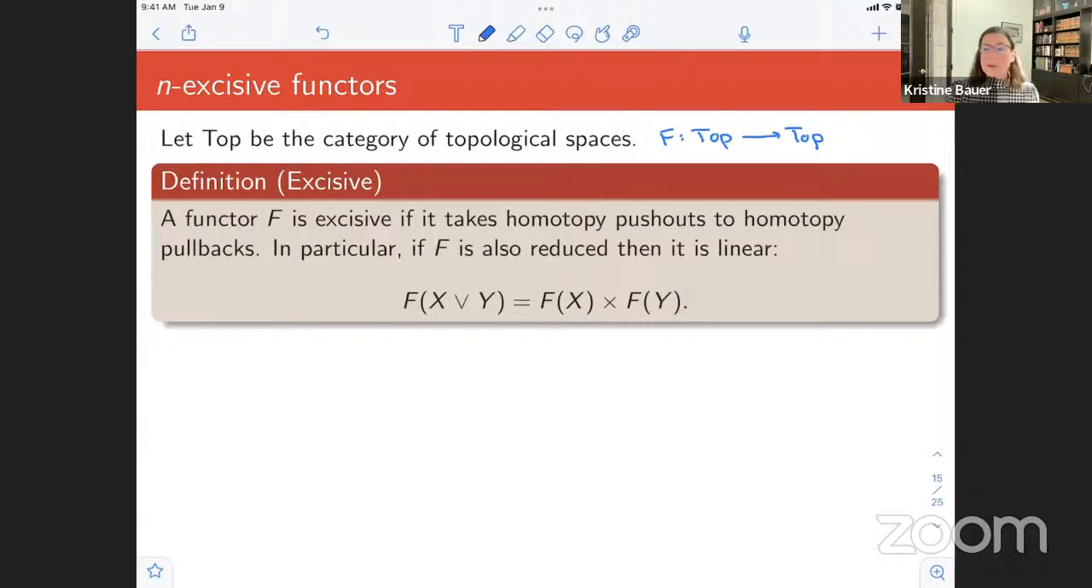So the category of topological spaces has a coproduct that I'll denote by this wedge, and it has a product that we usually denote by the times symbol. This is just the wedge of two spaces, like literally join two spaces at a single point, and the product is very familiar. So a functor is excisive, or one excisive, if it takes homotopy pushout diagrams to homotopy pullback diagrams. So let me just write down an arbitrary homotopy pushout diagram.